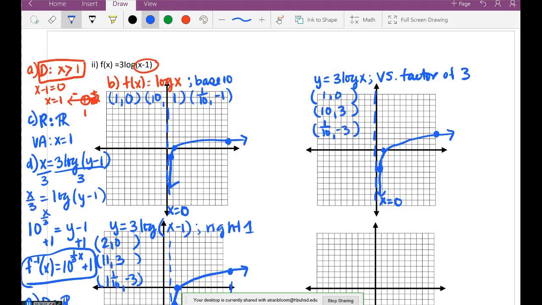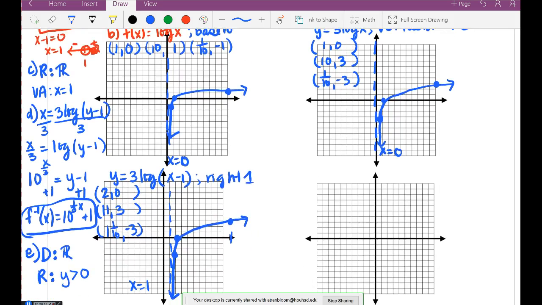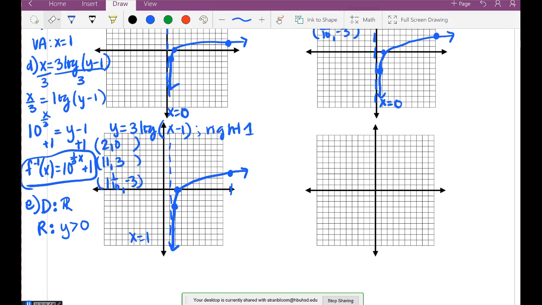What was the domain of the regular before, class? x was greater than 1. So the range of the inverse should be? y should be greater than 1. Okay, perfect. All right, let's do F. It's graphing the inverse. What are those 3 points, Connor? Zero, 2. Beautiful. Next one, dear. Three, 11. Perfect. And negative 3 and 1 and 1/3.